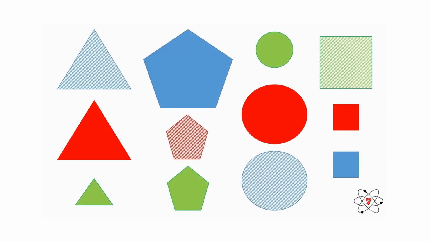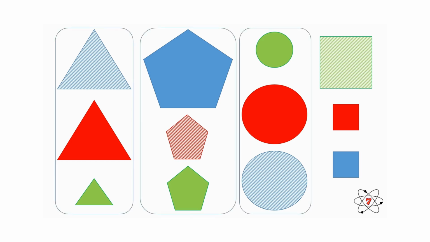So, the first and the simplest way we can classify things is by the very shape they're in. So we've got triangles, hexagons, circles, and squares. Each of these shapes are different. We can obviously classify them by their shape. But how else could we do it?